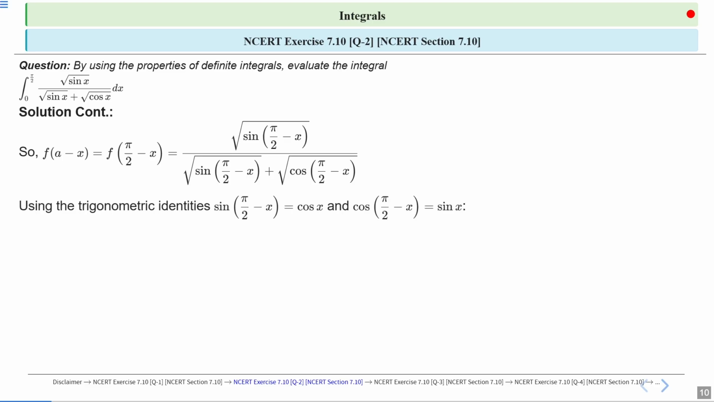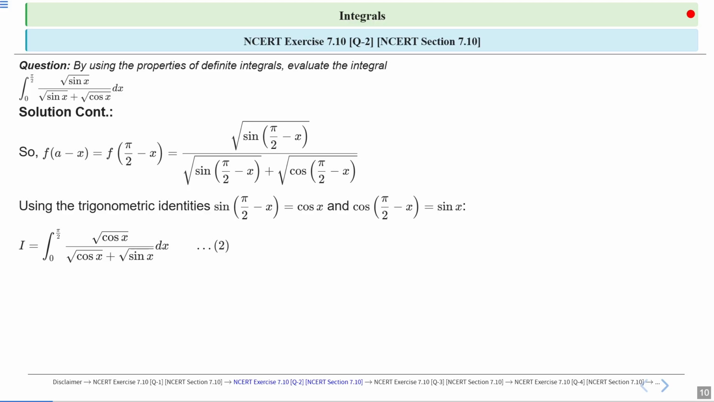And we know sin pi by 2 minus x is cos x and cos pi by 2 minus x is sin x. So f(pi by 2 minus x) becomes root under cos x by root under cos x plus root under sin x dx. And that is your equation number 2. Now we have two equations with I.